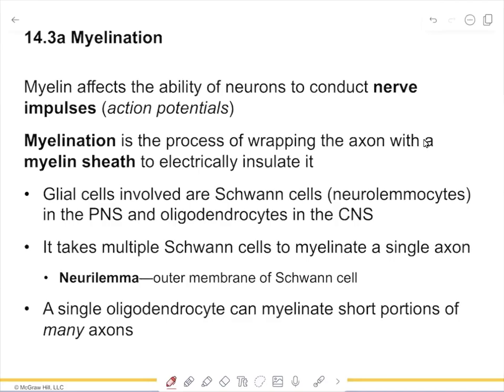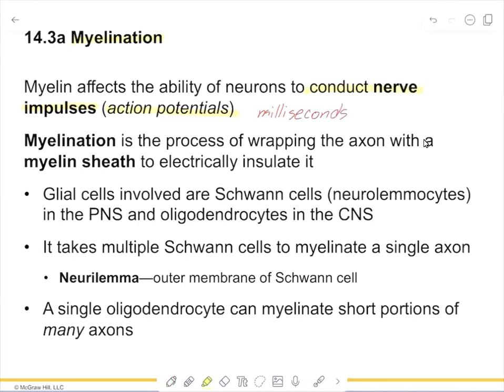One of the most important things that has to happen in the nervous system for it to be successful is the process of myelination. Myelin is a very important fatty protein that affects the ability of neurons to conduct nerve impulses. And those nerve impulses are called action potentials. They're so fast that they travel as fast as in the speed of milliseconds.